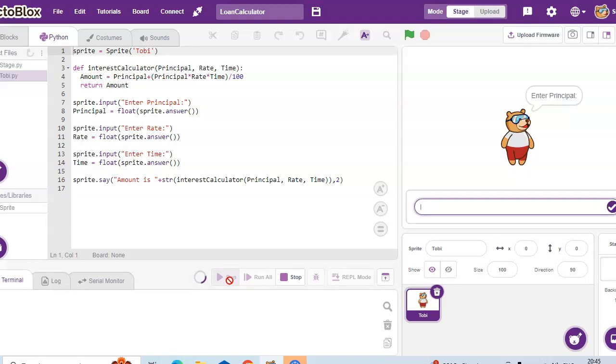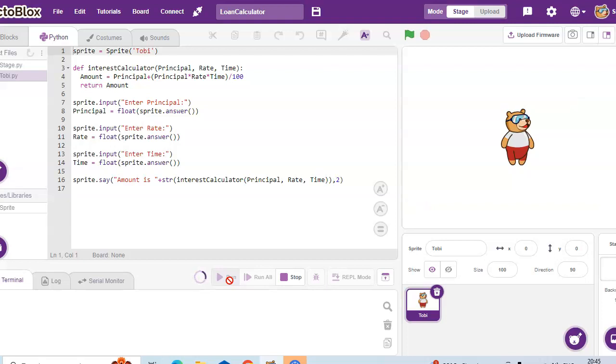It is asking, Toby is asking principal. I have given the value of principal as 12,000 and now it is asking me the rate. The rate I have given it as 6%, so 6, and time I have given as 6 years.